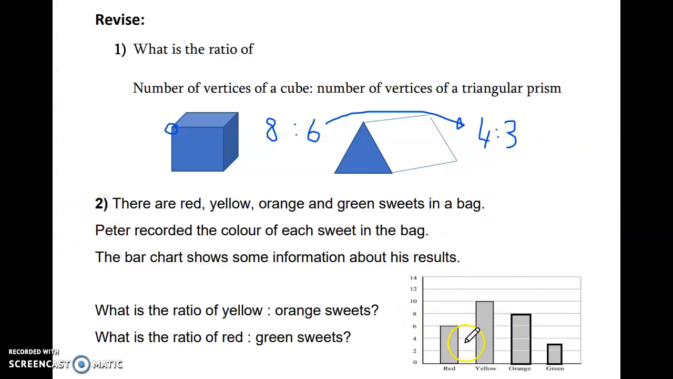So the second one's taken from a bar chart. So red, yellow, green sweets in a bag. Peter recorded the number of sweets in the bag, and this chart shows some information about its results. So what's the ratio of yellow to orange?